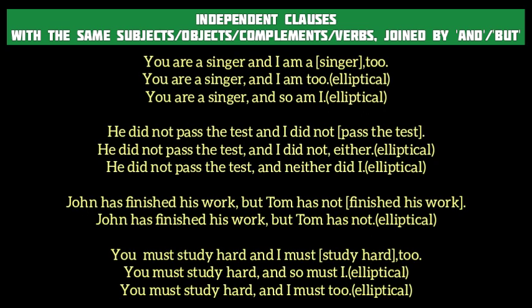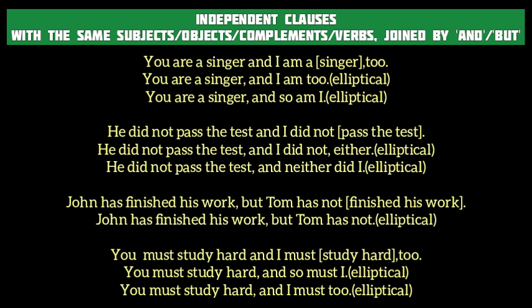You are a singer and I am a singer too. The same noun, "a singer," is used in both the clauses. So we are going to use the noun ellipsis by omitting the repeated noun "singer" from the second clause. You are a singer and I am too. This is the elliptical structure of "too."